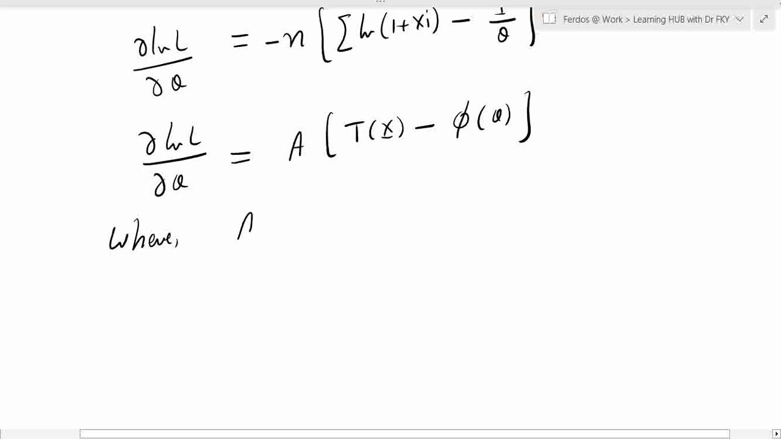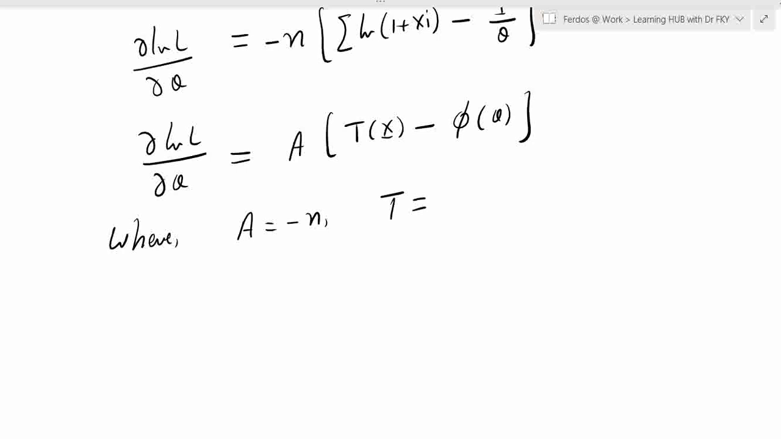a is equal to minus n, and t is equal to, remember that I took n common, so there should be n here in the division, that is equal to 1 divided by n, summation of natural log of 1 plus xi, and this function of the parameter is theta power minus 1, or 1 divided by theta.